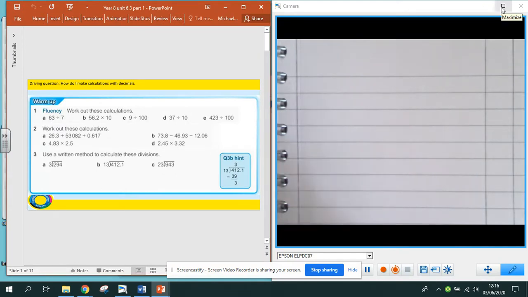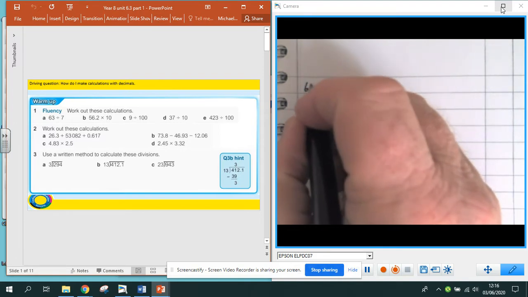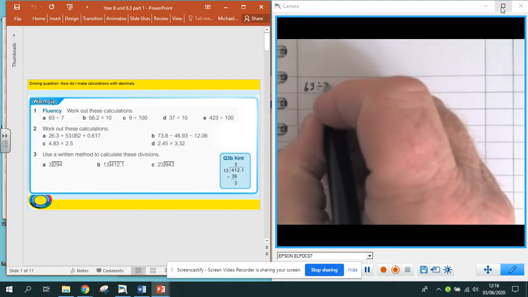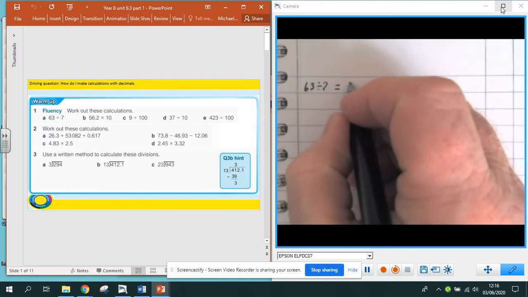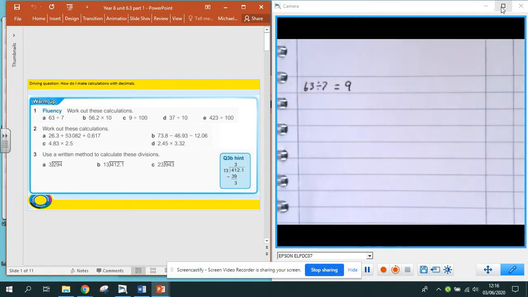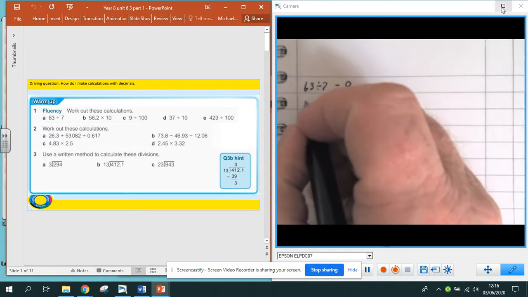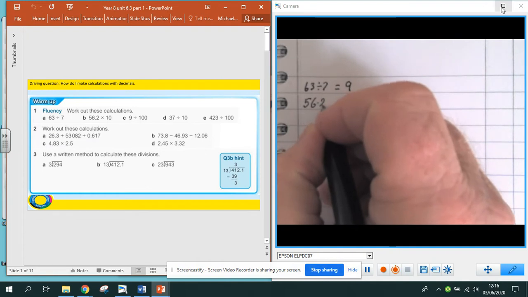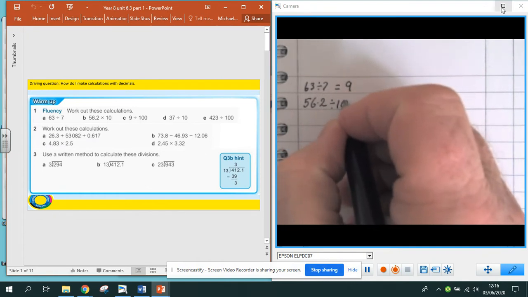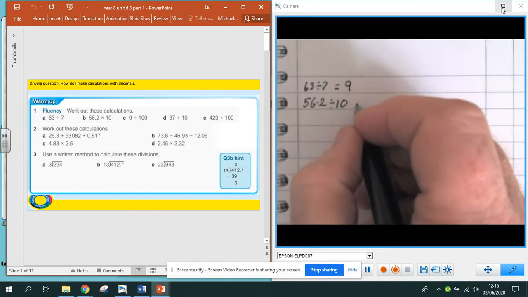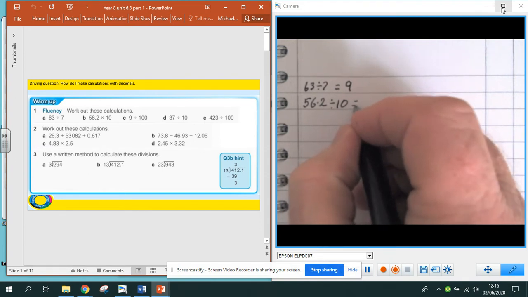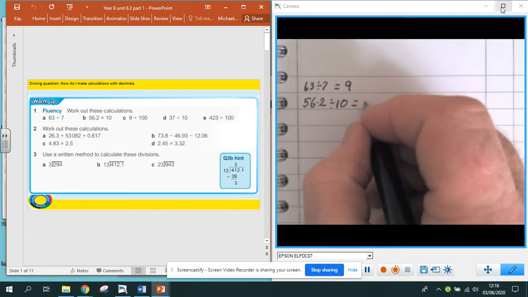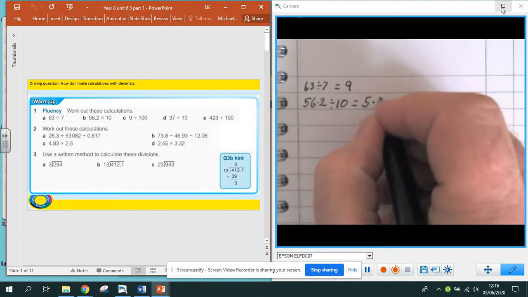So, first question, 63 divided by 7. Nice and simple. It's 9, our standard multiplication table. So we should be okay with these. The next one, 56.2 divided by 10. Dividing by 10 effectively moves the numbers to the right one place, which gives us 5.62.